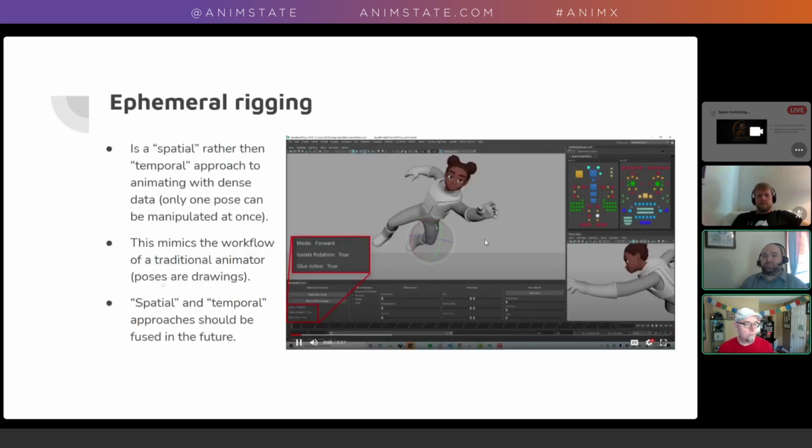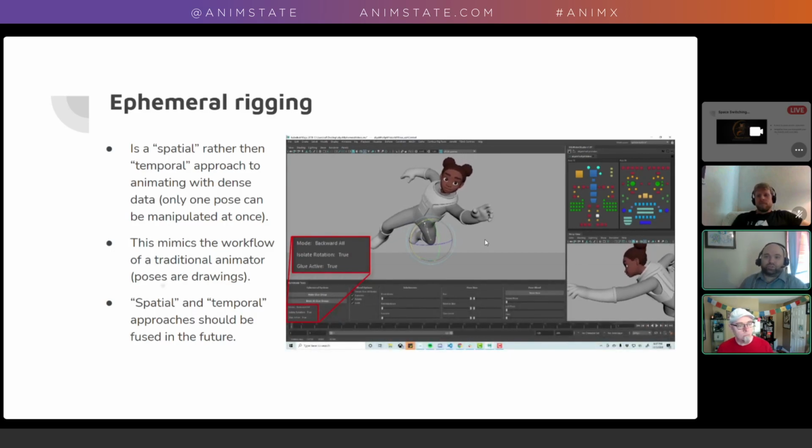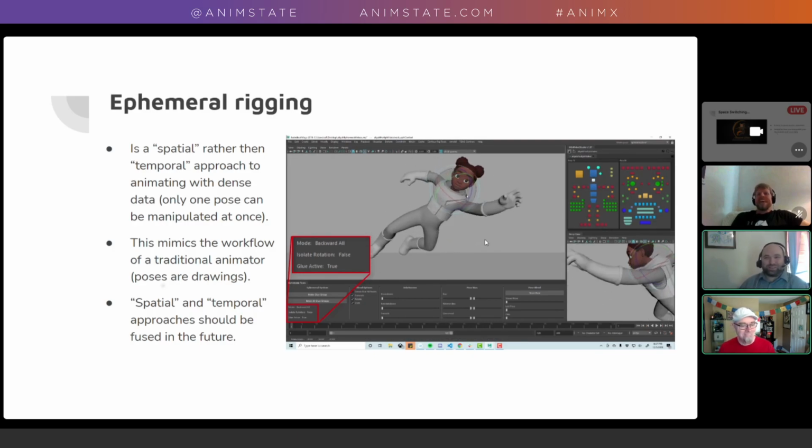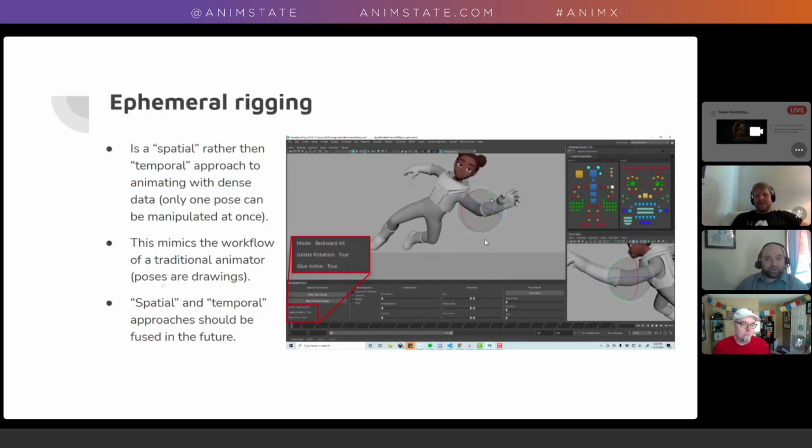I think of this system as being a spatial approach to dense animation data, as opposed to Rick's temporal approach, since I'm editing individual poses as opposed to editing across time. I don't know why I wrote that. That's a ridiculous tongue twister. Anyway, I'm animating just like a traditional animator, treating poses like they were drawings.